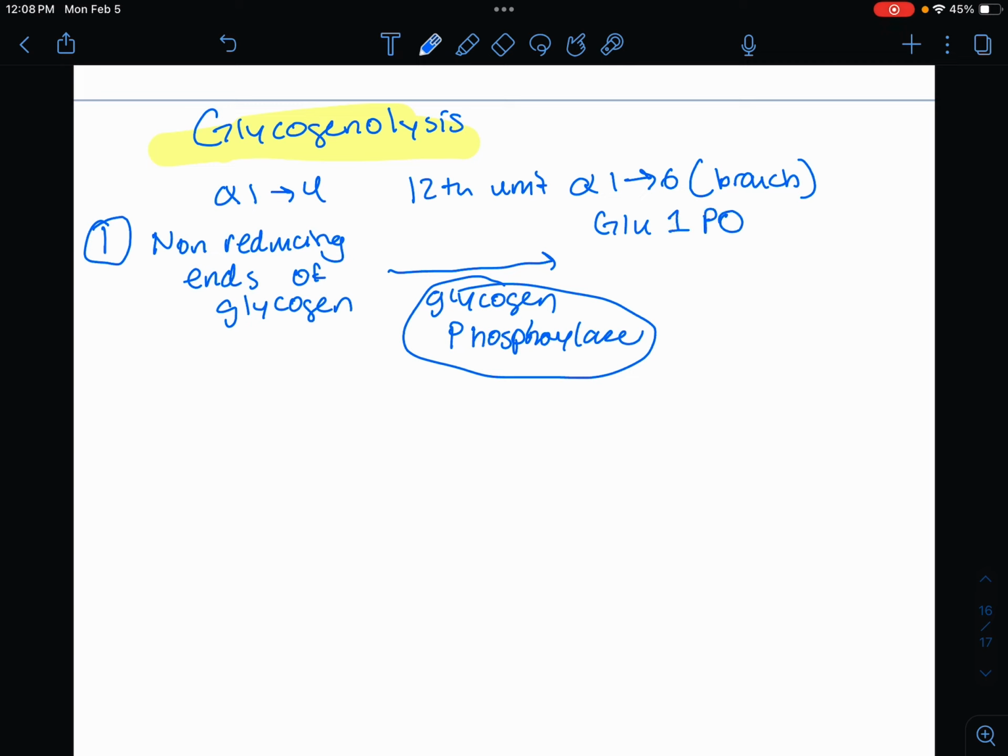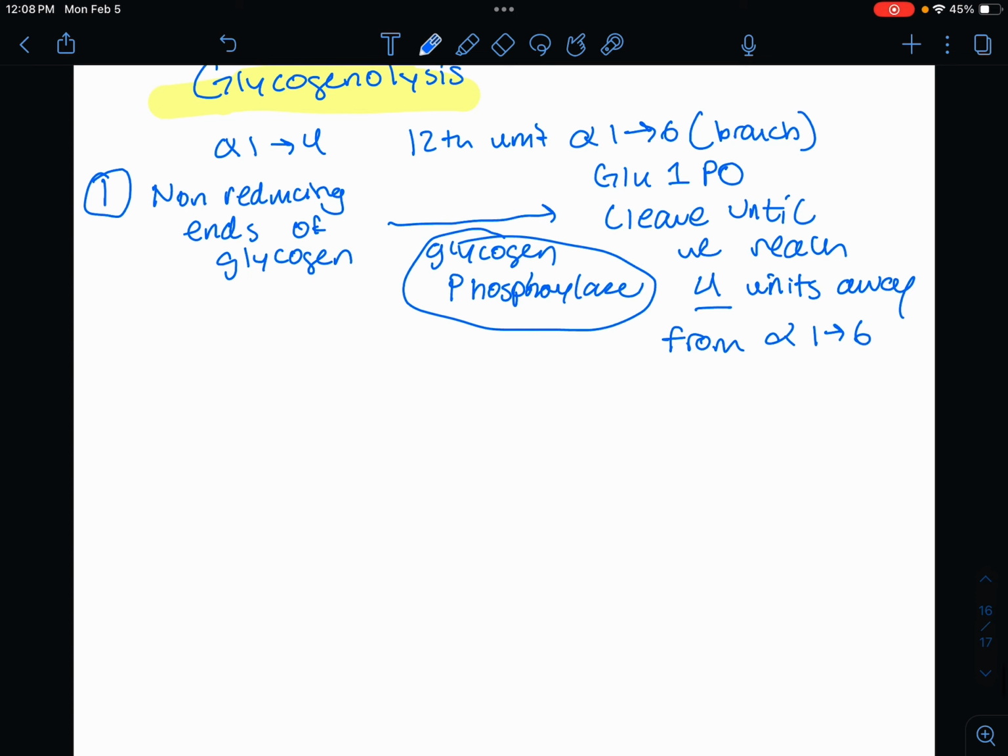We're going to continue cleaving until we reach 4 units away from the alpha 1-6 branch. So what does that look like? Well, let's draw a little diagram.